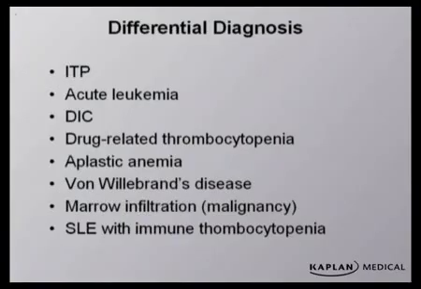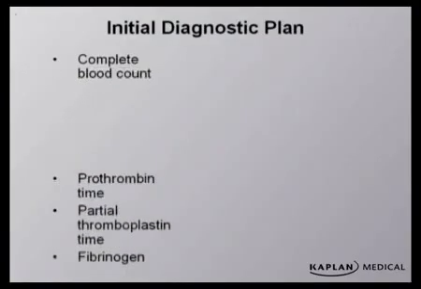So where do we go from here? Well, we want to take a look at the complete blood count. We want to look at the ProTime and the PTT to make sure this is not DIC or some other kind of bleeding diathesis. We want to look at fibrinogen, right? This is abnormal in DIC, and then we want to look at some other tests. But let's start from here.